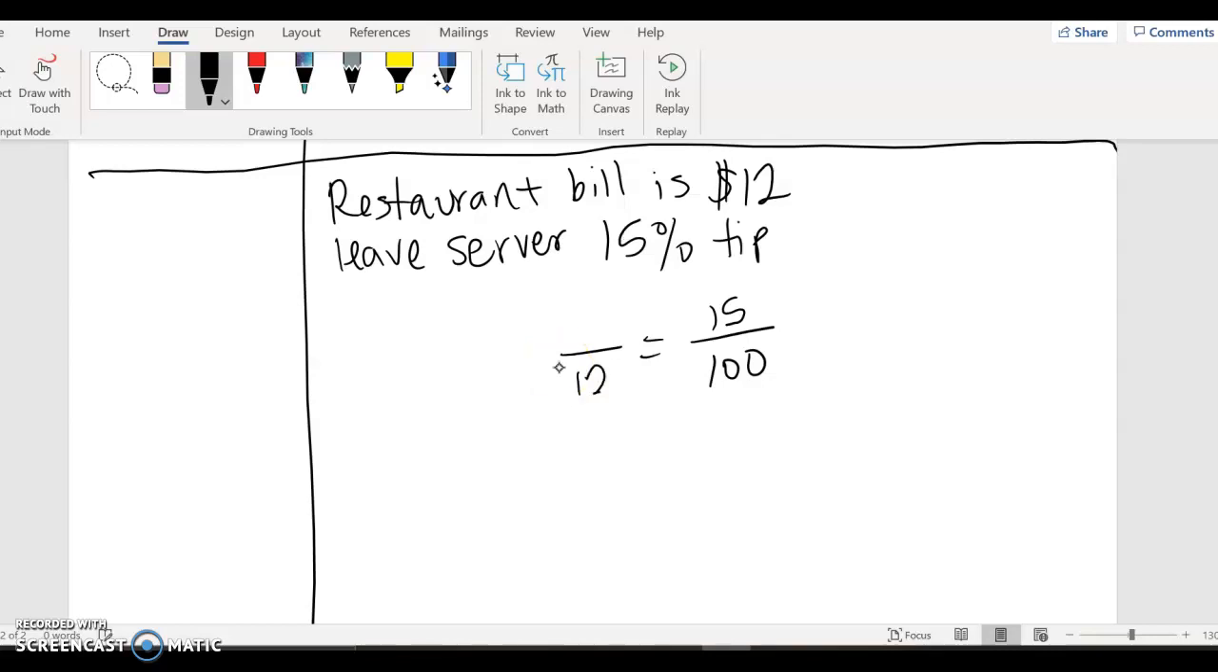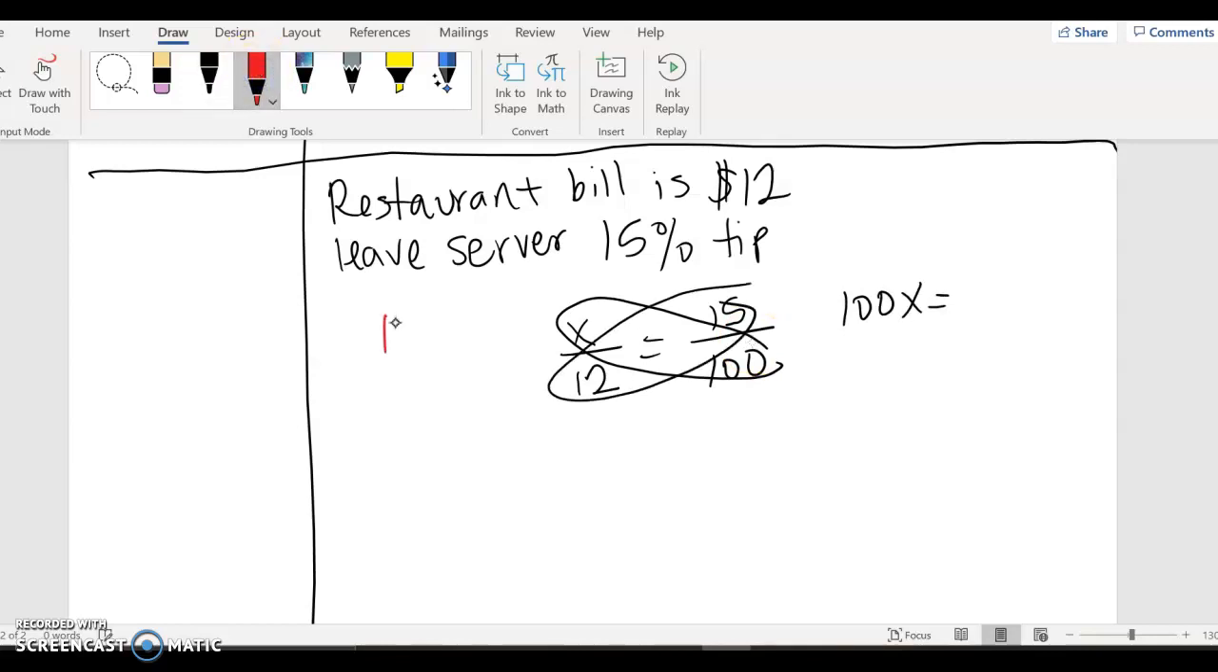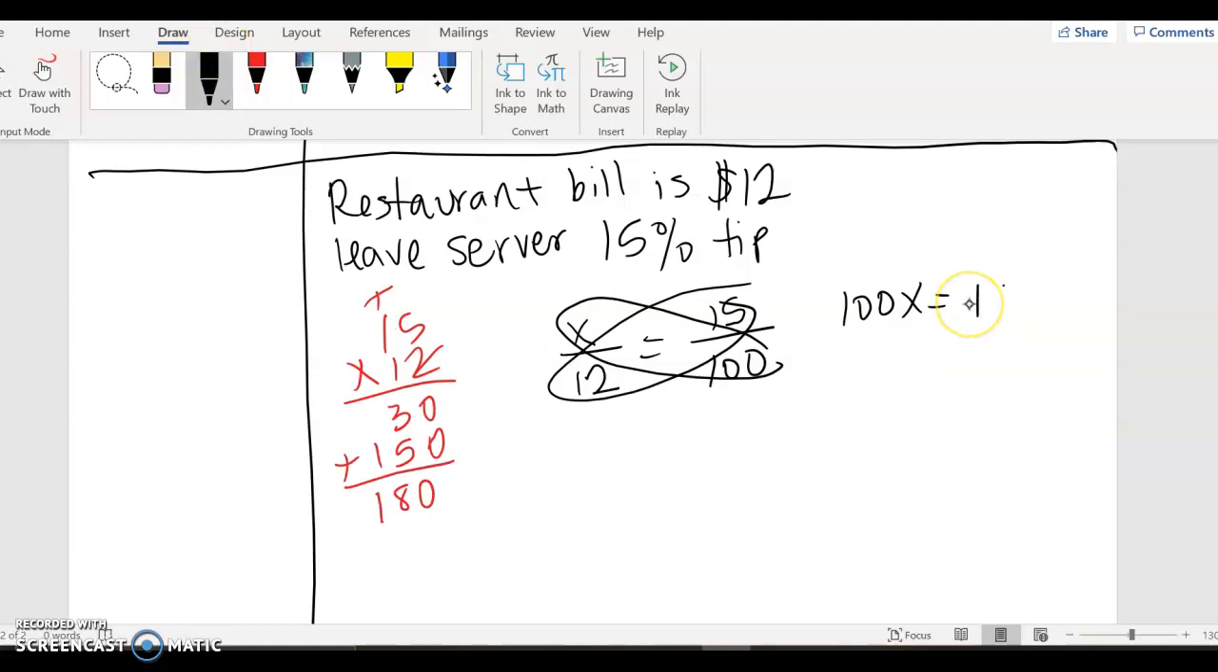$12 is the total that I spent on my meal. We want to find the part that we want to tip our waiter. So we cross multiply: 100 times x, 15 times 12. 2 times 5 is 10, 2 times 1 is 2, plus 1 is 3. Next row, 1 times 5, 1 times 1, put it together, we have 180.